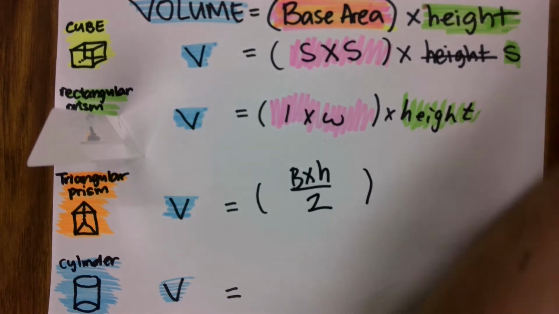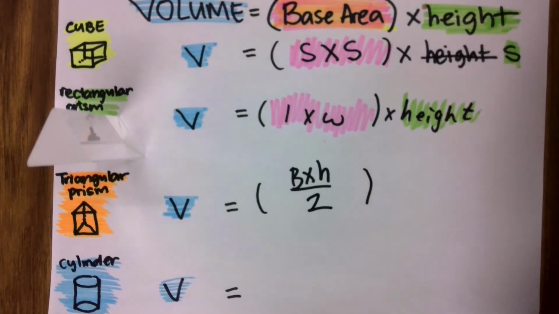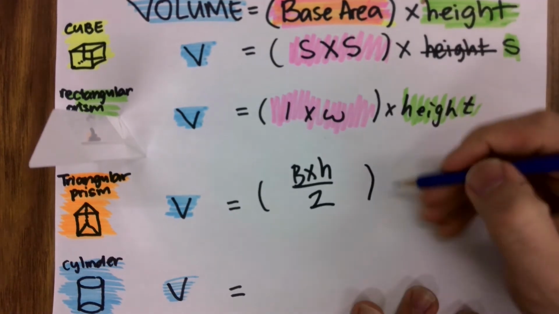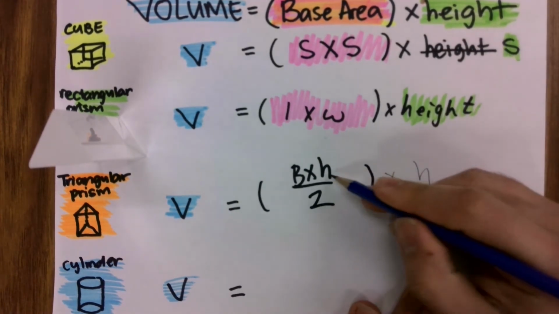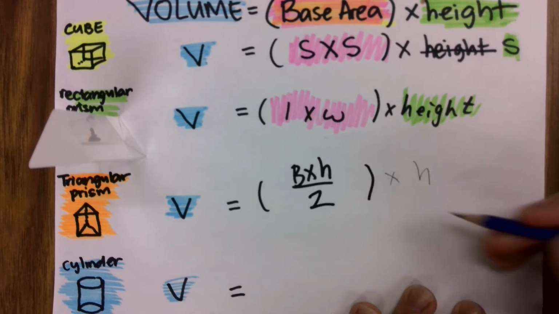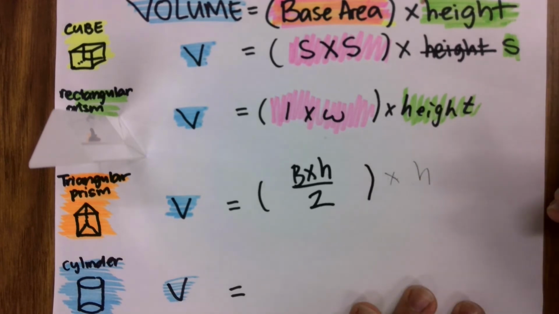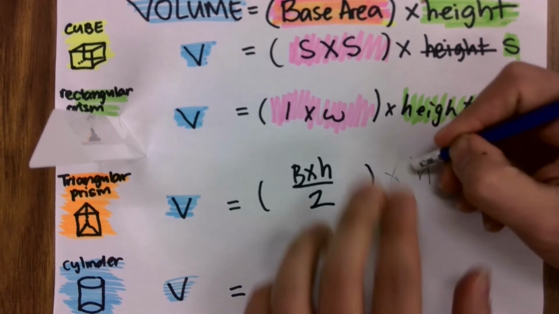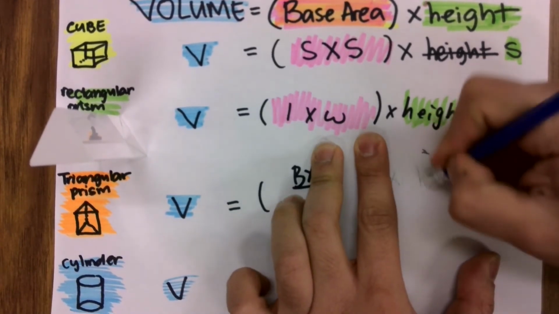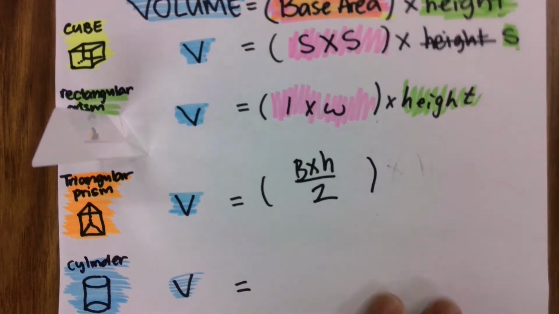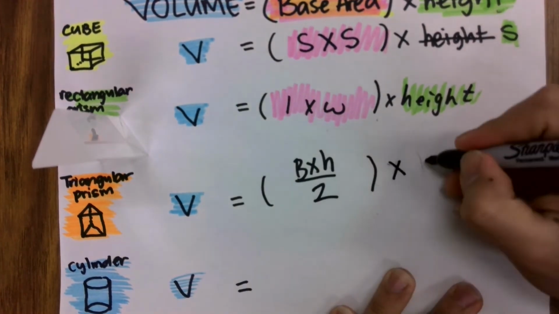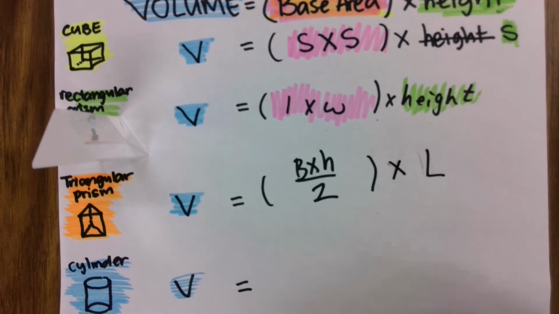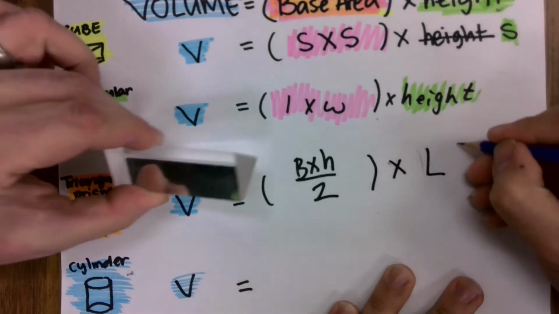Do you think that these two heights are the same? If you say no, then you're correct. So I would usually not multiply it by height. I would just say I'm going to multiply it by the length. Okay? But length meaning the height of the prism.